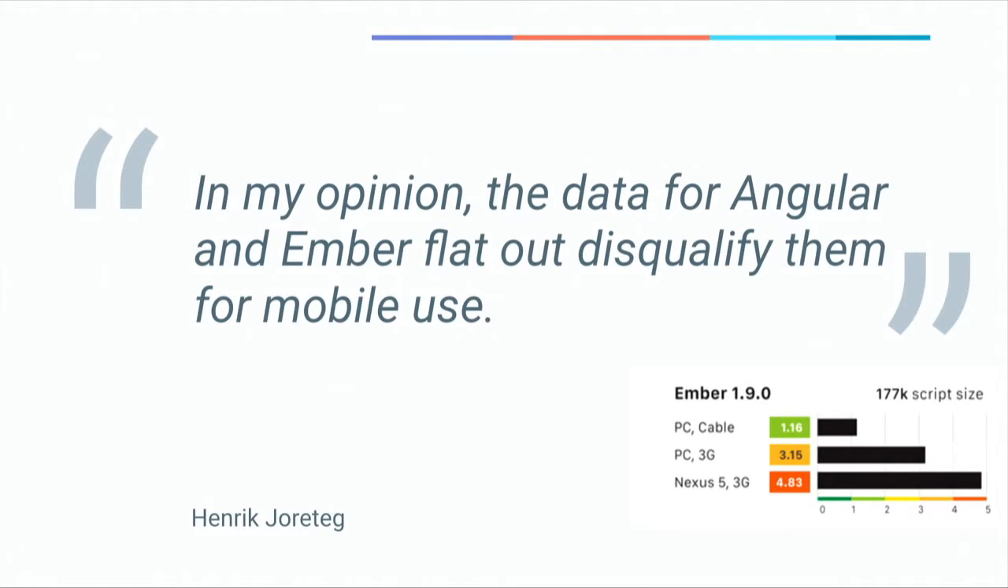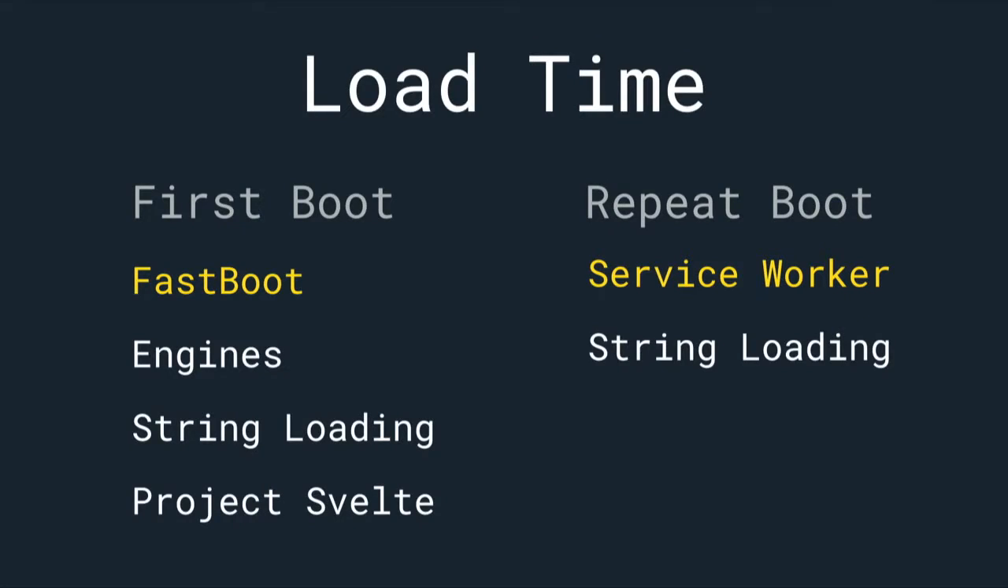Now the Ember team acknowledged this a couple of months ago, and they've been looking at how they could improve the situation with mobile in mind. So they've taken a look at both first boot and repeat boot for this problem. On first boot, they're looking at FastBoot, their solution for server-side rendering. And I really love FastBoot. We'll talk about it in a minute. And on repeat boot, they're looking at service worker. They're also looking at some other interesting ideas, things like string loading, which basically means shipping JavaScript modules as strings so that you only pay the evaluation cost for the modules that you're using, and Project Svelte for stripping back features that you're not using in Ember.